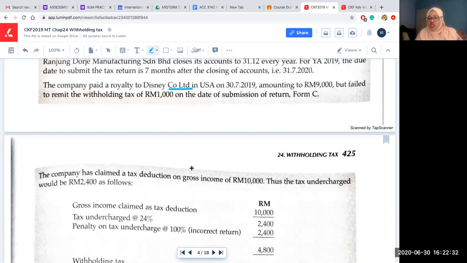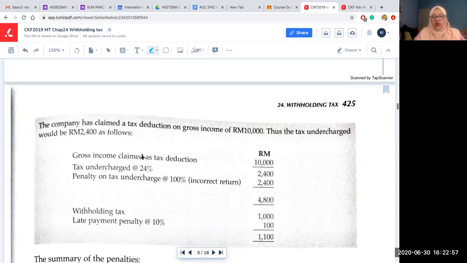Coming back, if the royalty does not comply with the withholding tax, you have to add back 10,000. But the company actually claimed 10,000 ringgit. So that means the tax or the chargeable income is undercharged by 10,000 ringgit. That 10,000 ringgit of gross income was claimed as a deduction, but actually you have to pay tax on the 10,000.